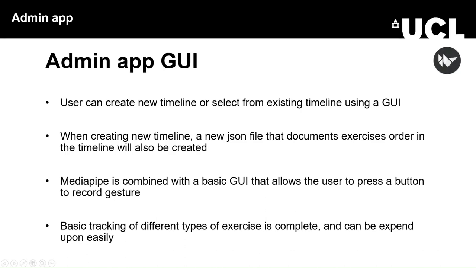We have combined MediaPipe with the GUI. Users are allowed to record gestures by clicking the button. When recording gestures, the coordinates of indexes will be returned, and users can select several indexes to specify a specific exercise. Basic tracking functionality for different types of exercise has been completed.